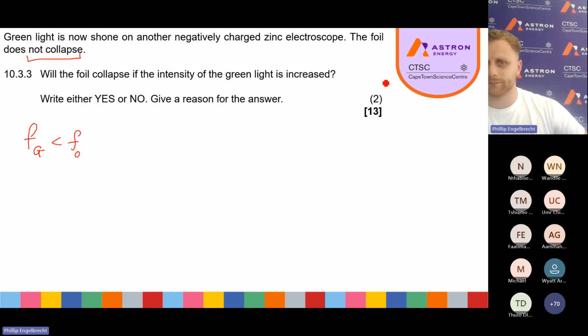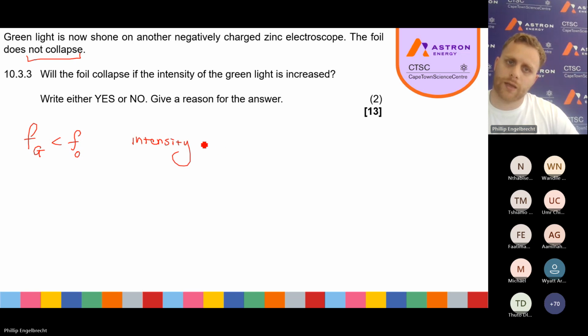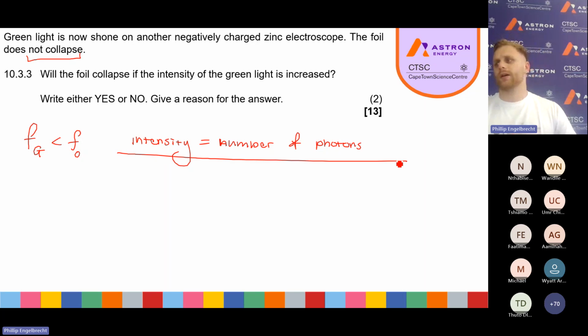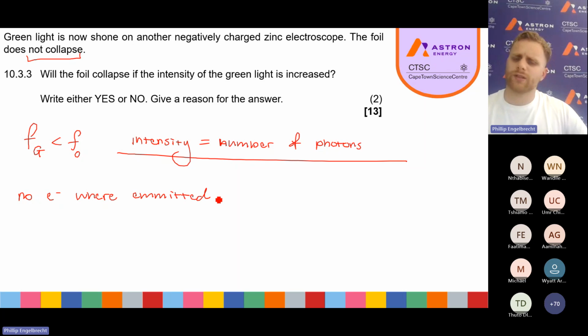No. Remember, intensity is just the number of photons. Okay? That is very important, guys. Now, we originally were told that this foil does not collapse. So therefore, no electrons were emitted. So what's going to happen?